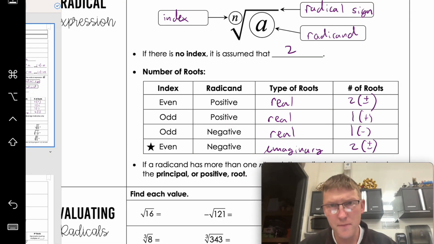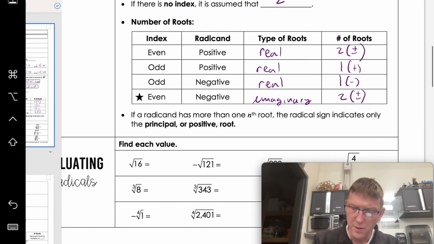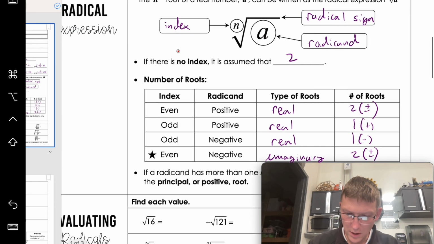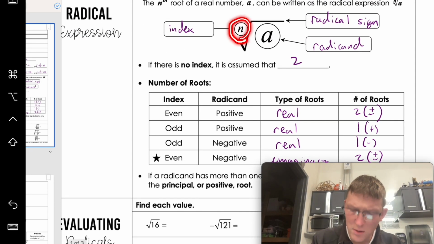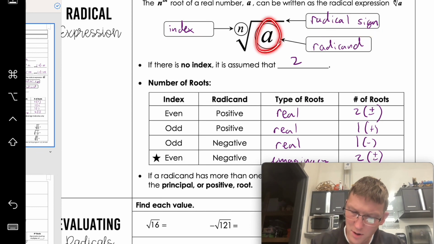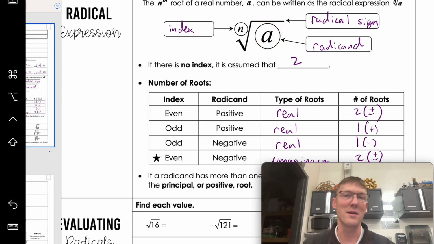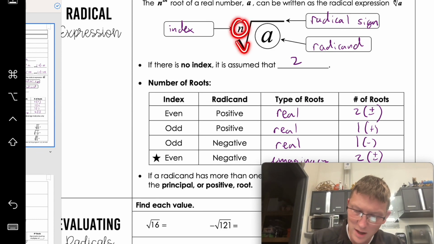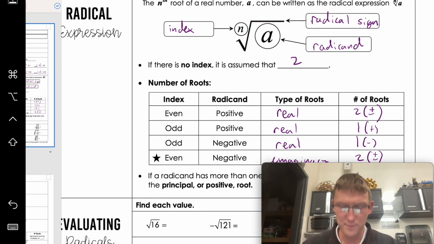Okay, let's get some vocabulary words out of the way. If we've got a number right here, that's what we're going to call our index. Our little house thing, I've called it house, but it is technically the radical sign. And then the number underneath, the A, is a radicand. Now, I'll admit you probably won't hear me use that one that much, but the index and the radical sign are both good words to know.